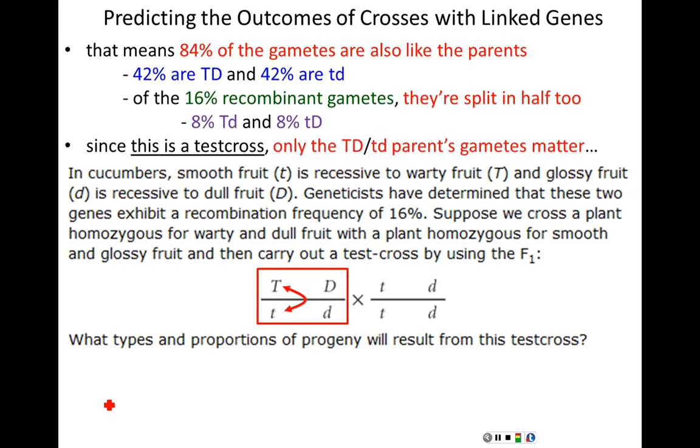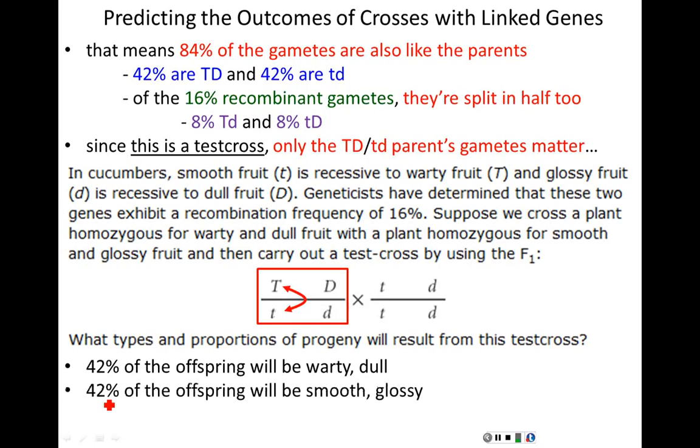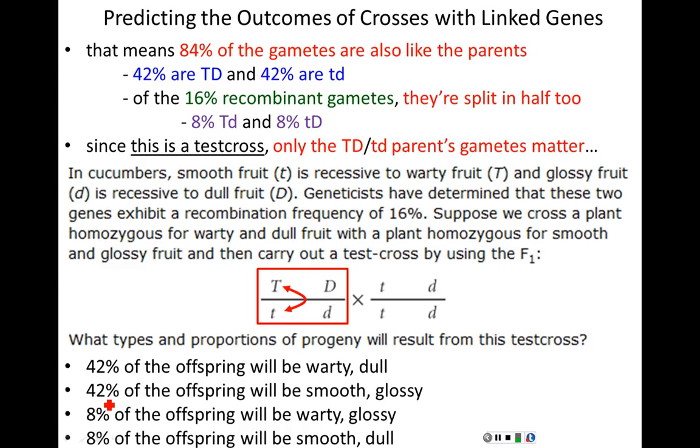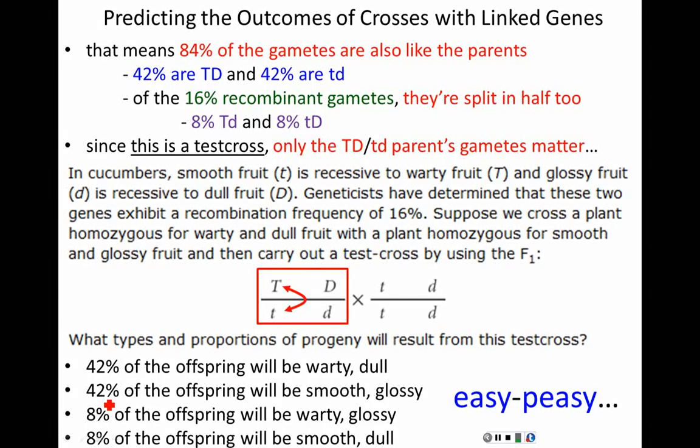Since this is a Testcross, the only alleles and traits that shine through came from the homozygotic parent. And that's our answer. What types and proportions of progeny will result? Well, 42% of the offspring will be warty and dull. 42% will be smooth and glossy. 8% will be warty and glossy, 8% will be smooth and dull. Easy peasy. If you understand the concepts behind it, it gets to be pretty simple to do.